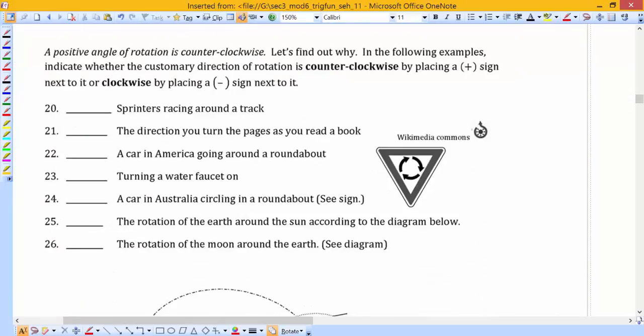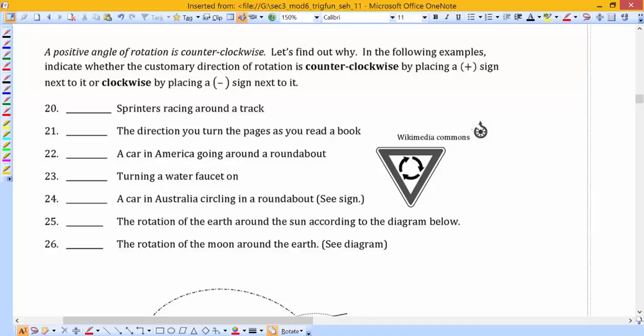Moving on to the go. I'm really not going to talk about this. You are just identifying which things move clockwise and counterclockwise. Clockwise moves to the right, counterclockwise moves to the left, and if you're not sure, Google it. If you really do not know, Google for like sprinters racing around the track. If you don't know the way that we run around a track, or which direction we go in a roundabout, things like that, Google it, okay? There's nothing wrong with using Google for this.